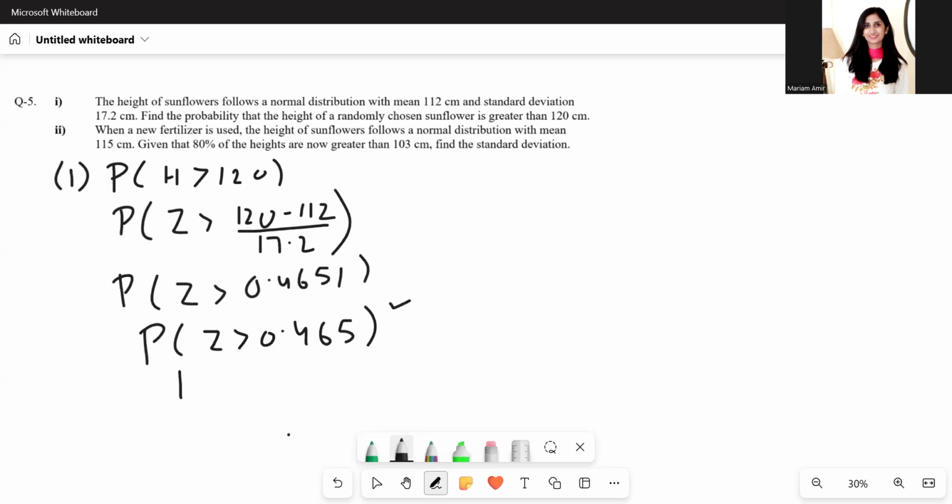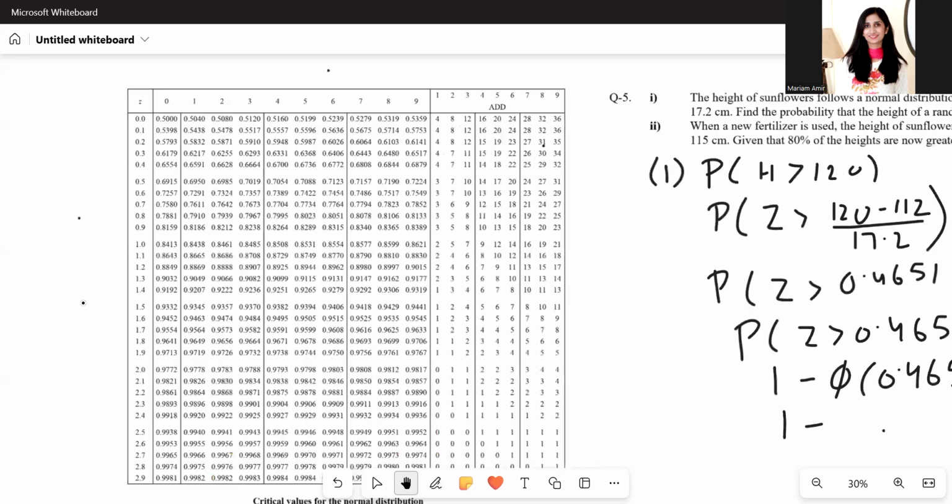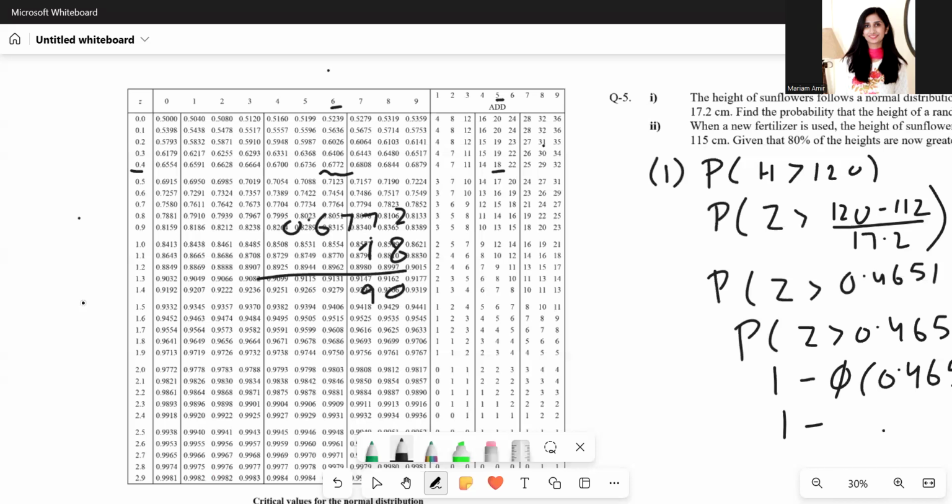We can rewrite it as 1 minus phi of 0.465. So 1 minus, when the z-score is 0.465, we're getting 0.6772 plus 18 in the last two digits. So we're getting 0.6790.